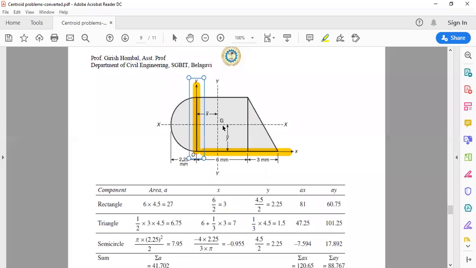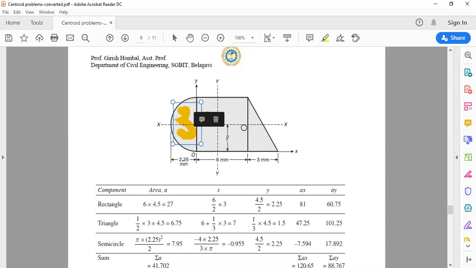Now, for the given section, the first thing is to divide the given section into common geometrical figures, and we are going to do so. Let this first diagram be a rectangle. Next, you have a triangle. Let this be the second diagram, and the third one is a semicircle. So 1, 2, and 3. We have divided the given section into three common geometric diagrams.